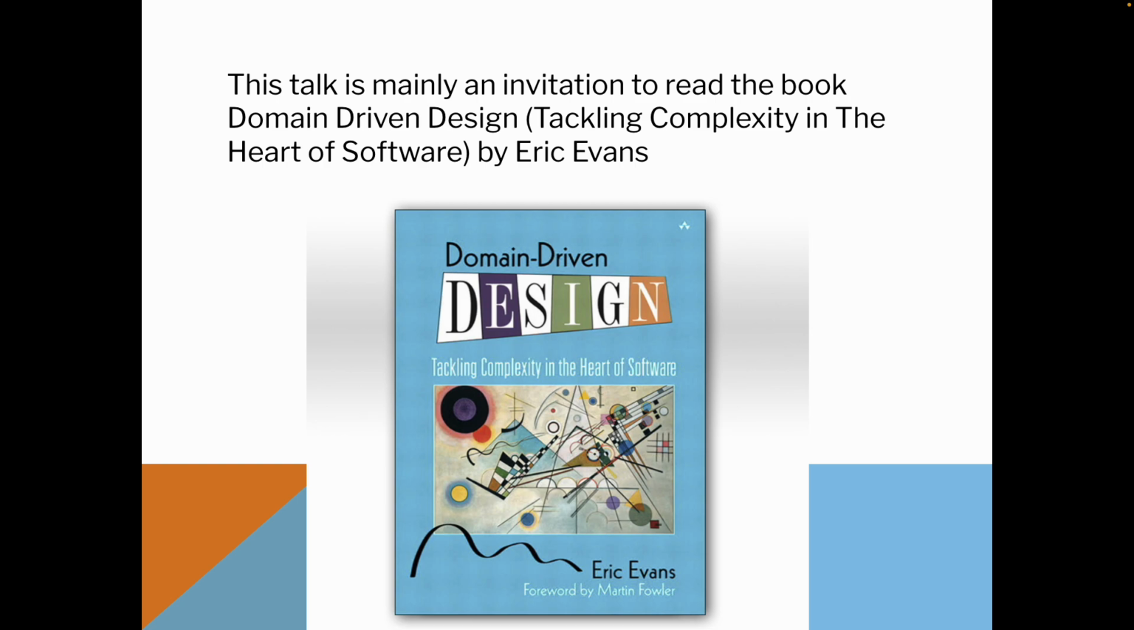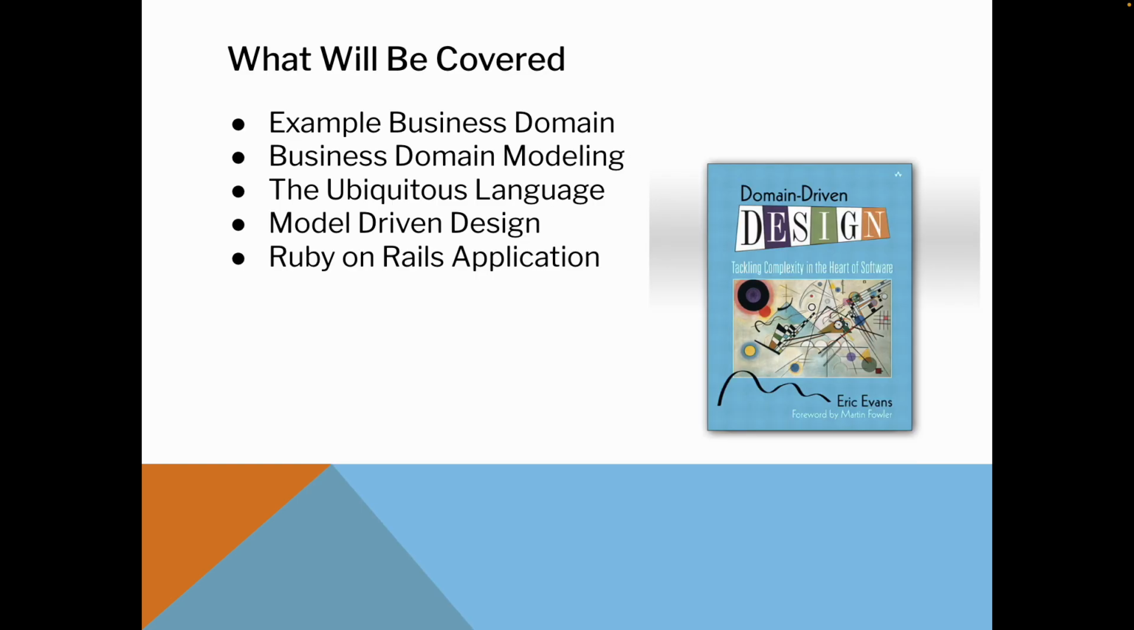Today I'll be giving you a very quick overview of the book, but I couldn't cover everything. There's no way I could. What I'll be covering is an example business domain that I came up with to illustrate the concepts of the book that I'll be covering today. The first concept is business domain modeling. The second concept is the ubiquitous language. And the third one is the model-driven design.